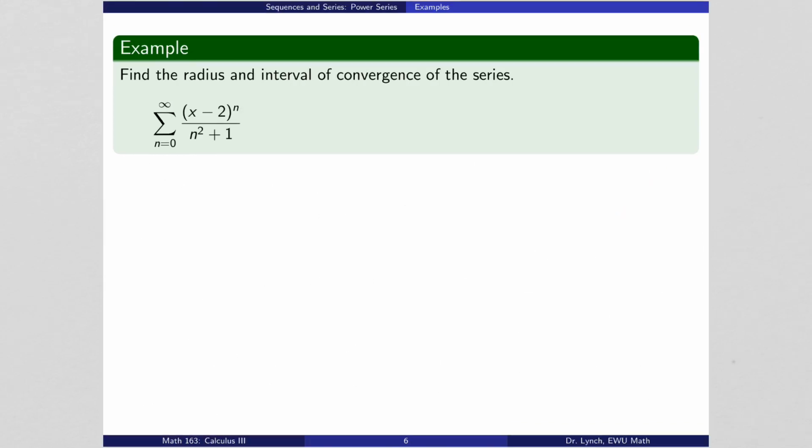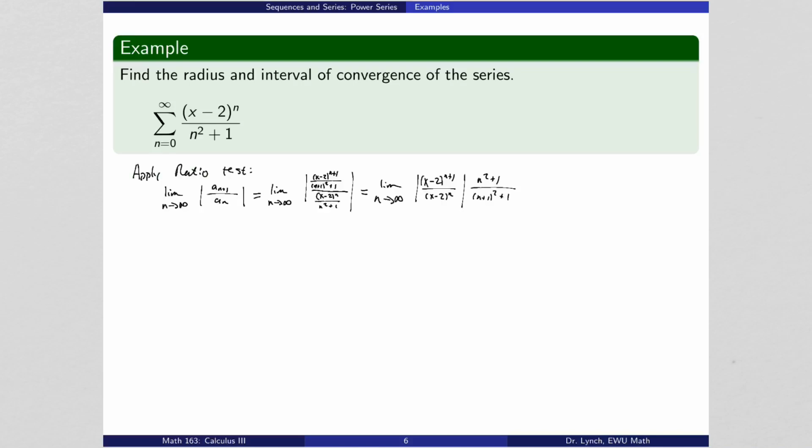Okay, one last example, the radius and interval of convergence of the series n equals 0 to infinity x minus 2 to the n over n squared plus 1. So again, we'll start by applying the ratio test. So have a look at the limit as n goes to infinity of a sub n plus 1 over a sub n in absolute value. Simplify, simplify, simplify. Recognize that most of these cancel out. Recognize that this limit is 1, and at the end of the day, we end up with the absolute value of x minus 2 as the limit.